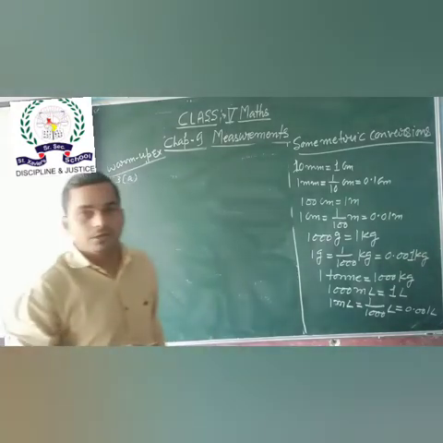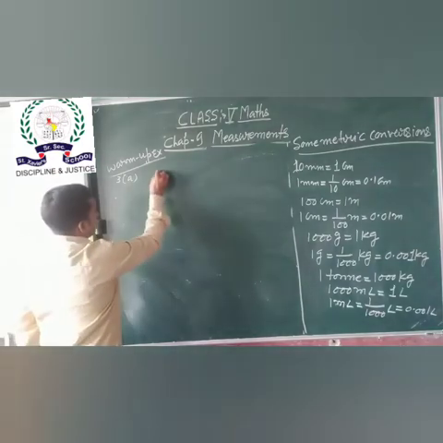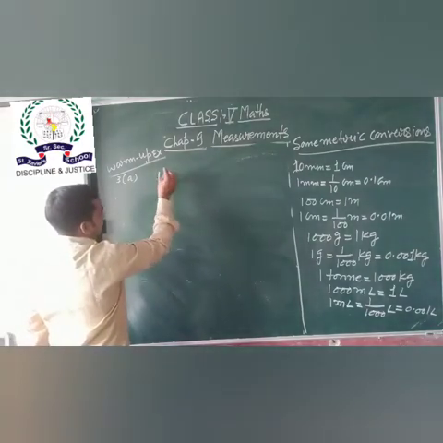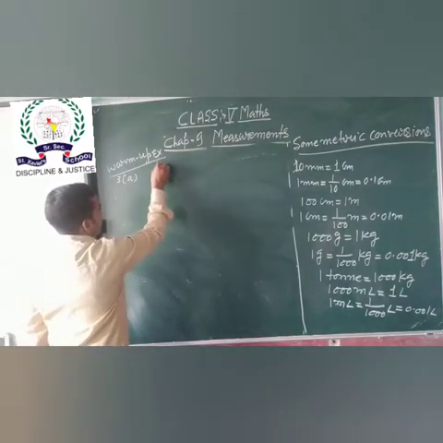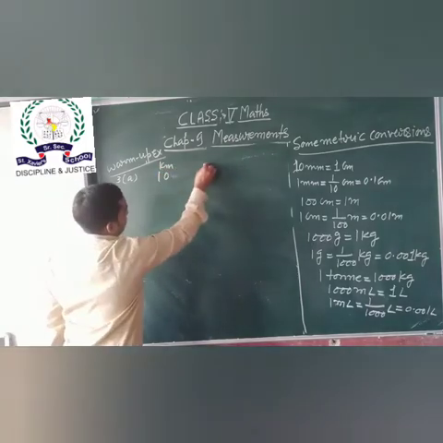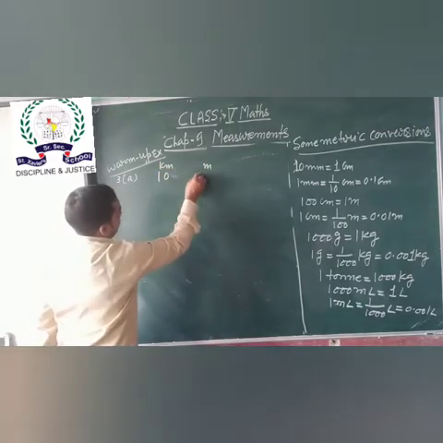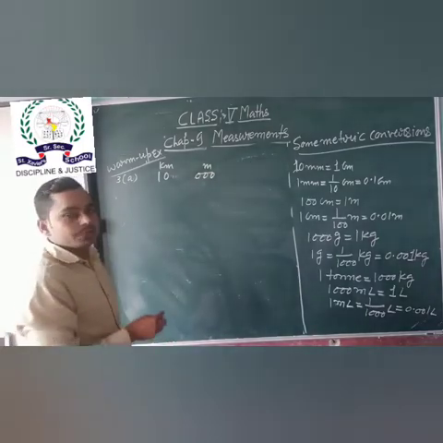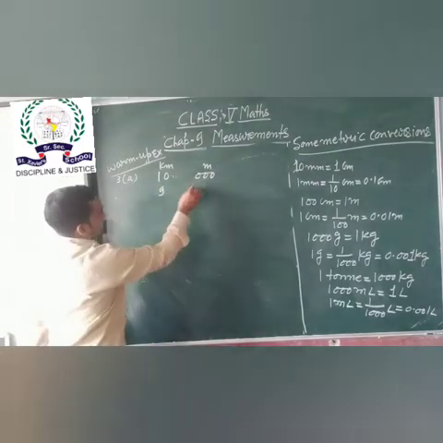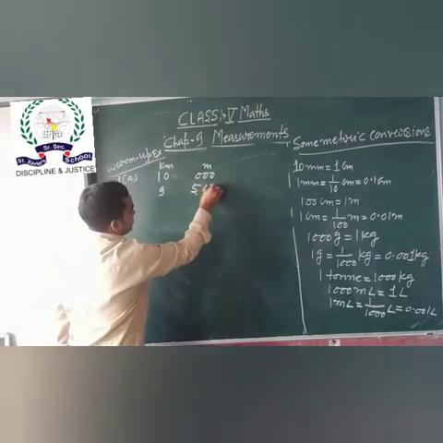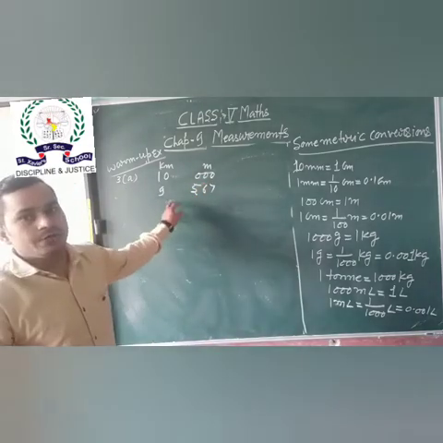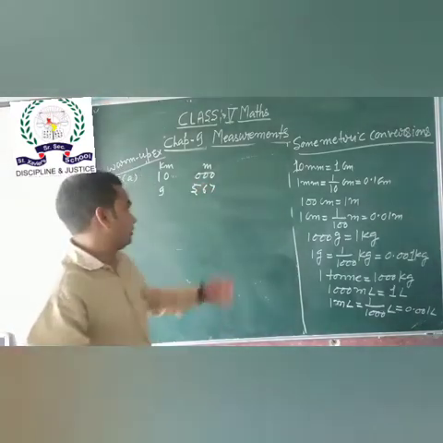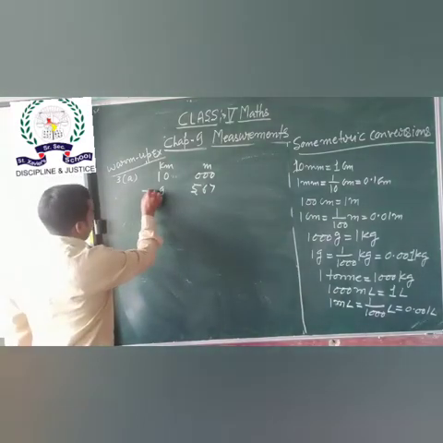9.567 kilometer from 10 kilometer. So 10 kilometer, write kilometer and meter. 10 kilometer 000 meter and 9.567. 9.567 means 9 kilometer and 567 meter. Then subtract.